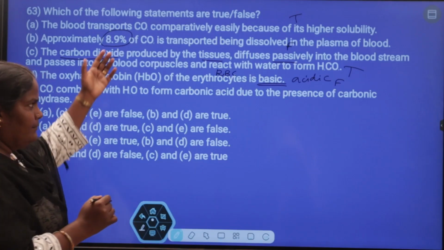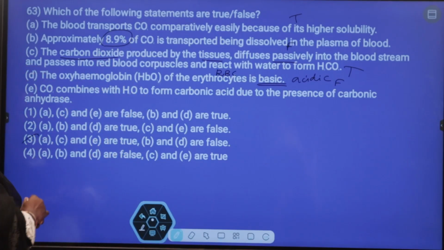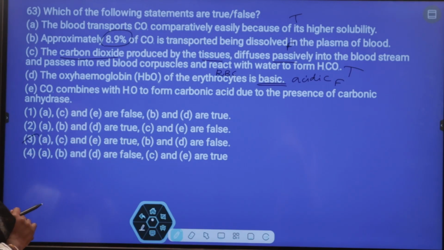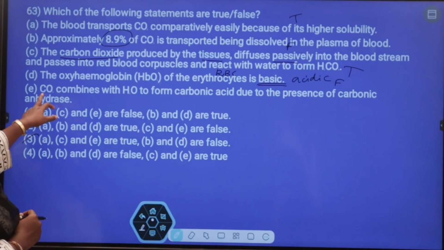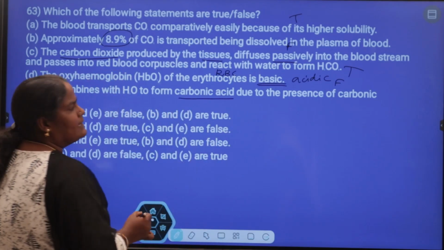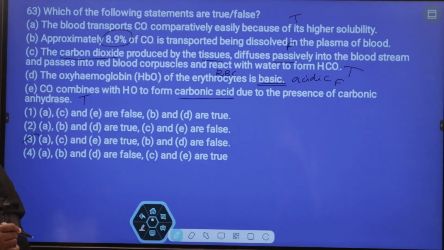Next statement. Even by observing these 4 statements, you might have spotted the answer. The answer is the third option: A, C and E are true, B and D are the false statements. Carbon dioxide combines with water and forms carbonic acid due to the presence of carbonic anhydrase. That statement is also true. Okay, up to this, the 63rd question is over.